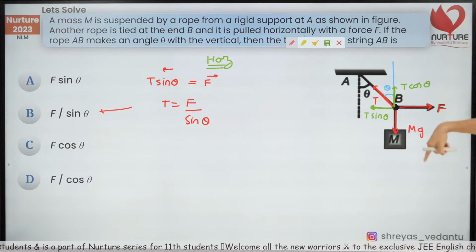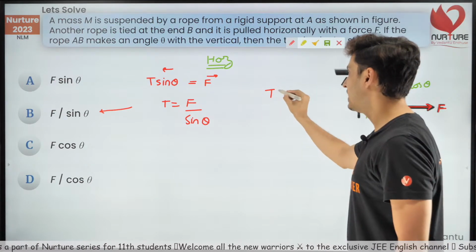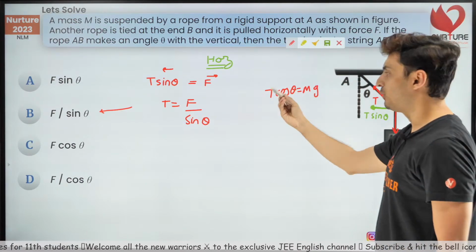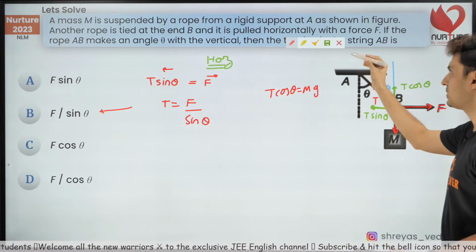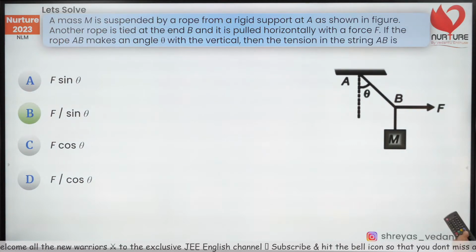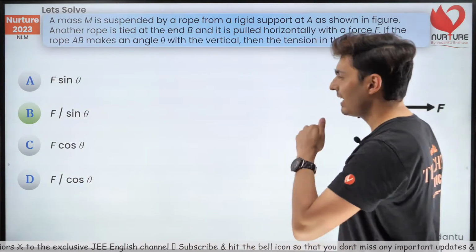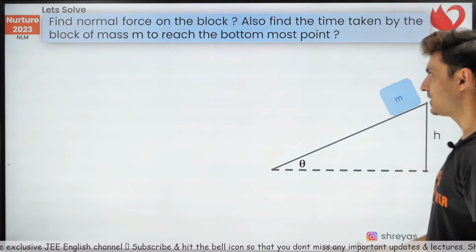In case the question was on the vertical direction, then you would have said T cos theta will be mg, so you can find m from this if asked. But it was not asked, so we are not bothered, but I just showed it to you. So that's option B. A lot of you got it correct. Beautiful, guys. Amazing. Let's get going to the next question.